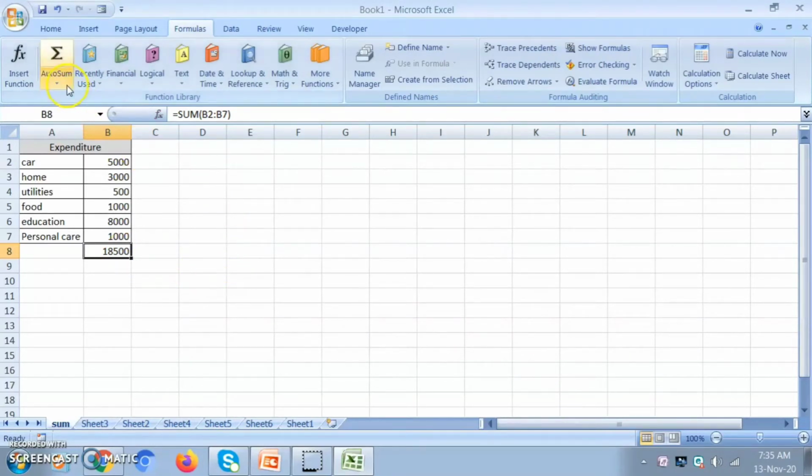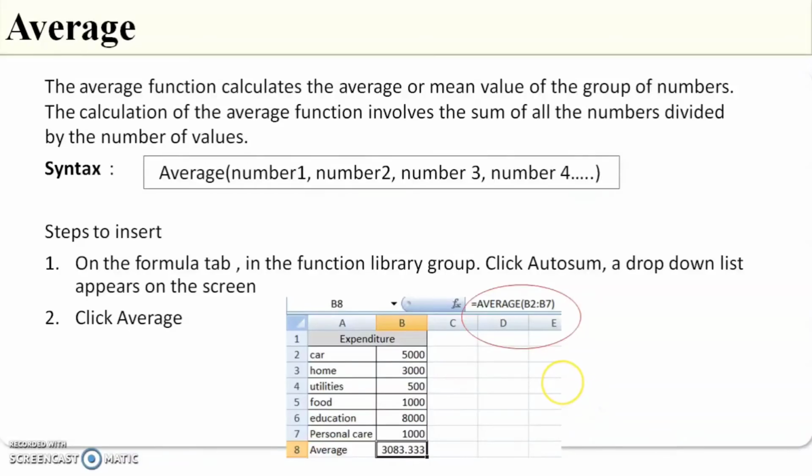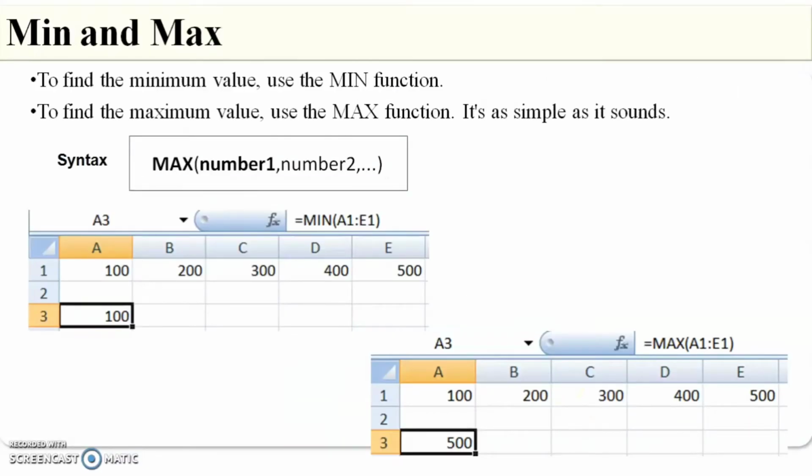Or else you can search for a function by its category, select it, and then write the function name and its arguments. Then also you can perform the calculations using the function. So this is about sum and average. Next we shall see the next ones, MIN and MAX. As the name indicates, you can find the minimum value using the MIN function and the maximum value using the MAX function.